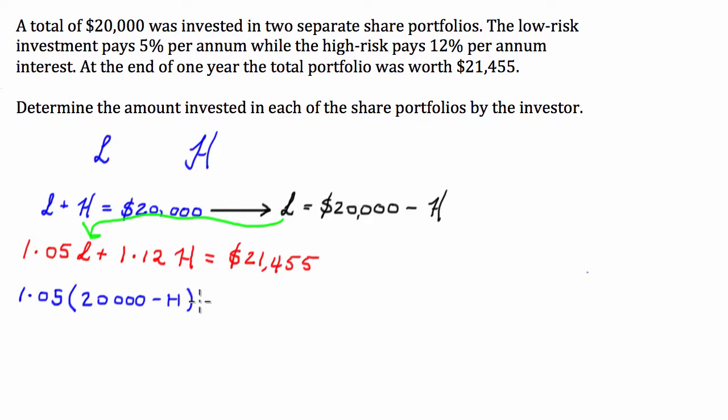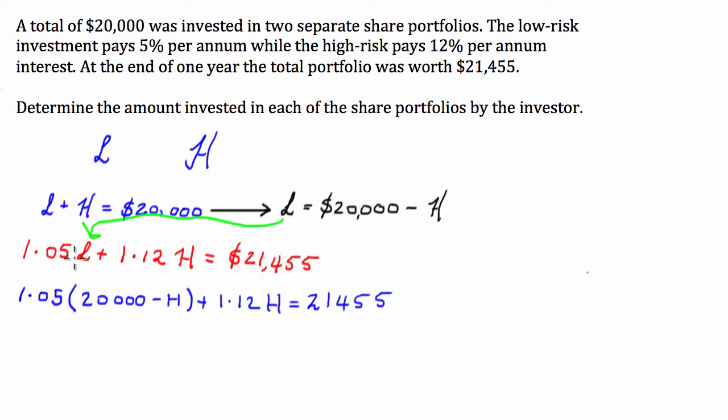And then we have our plus 1.12h equals 21,455. Great. Now, what we're going to do to start with is multiply out this bracket, because now we're just going to solve this equation for h.